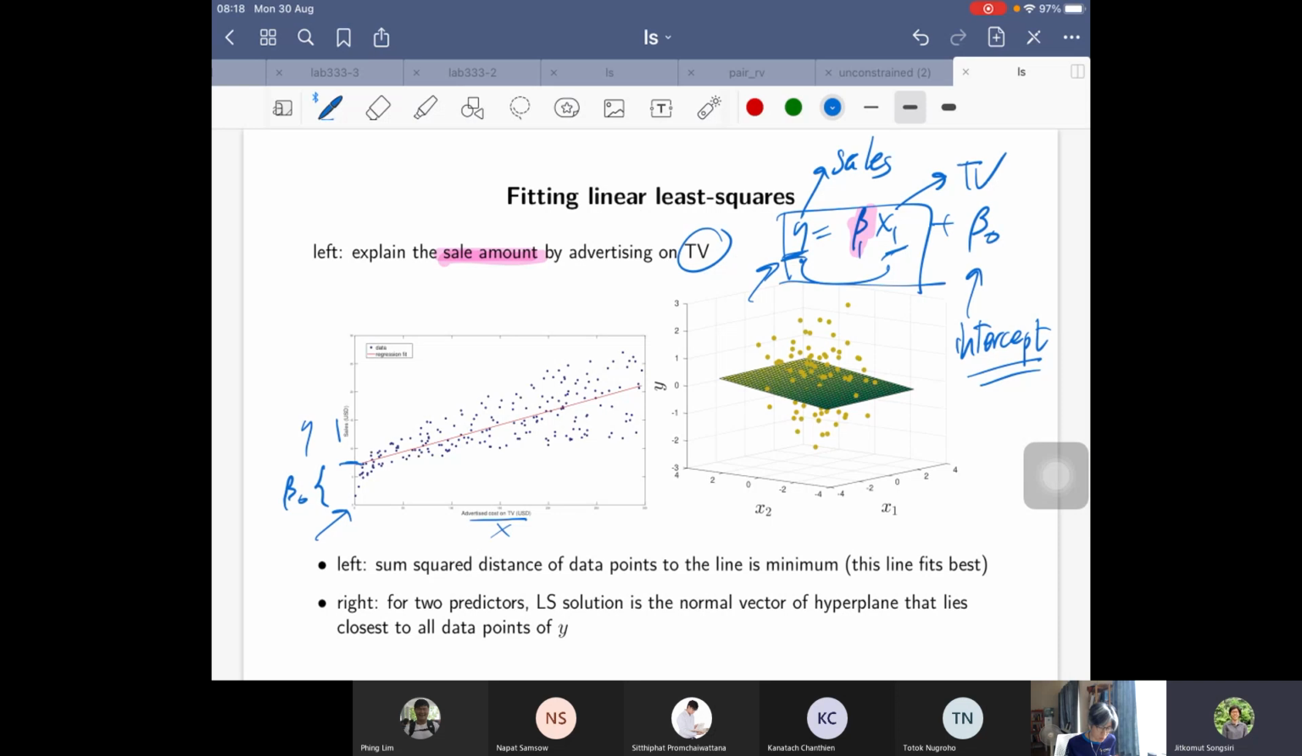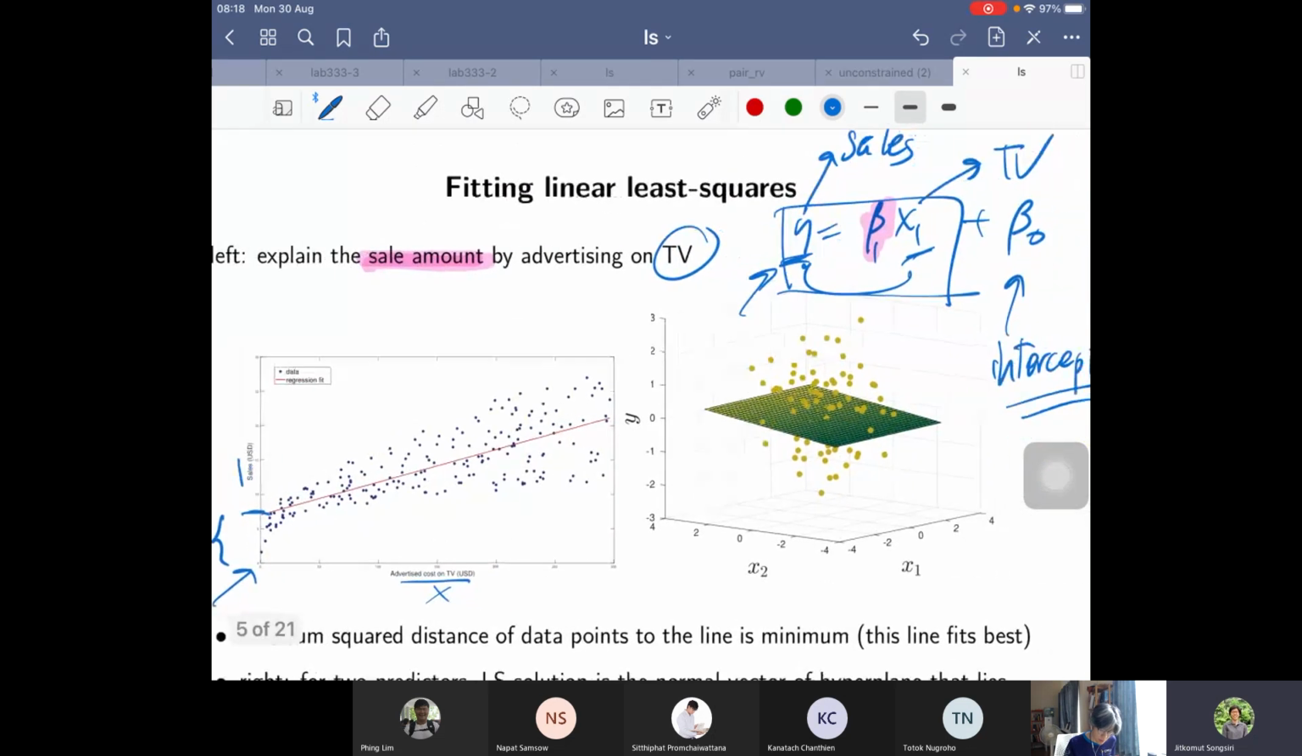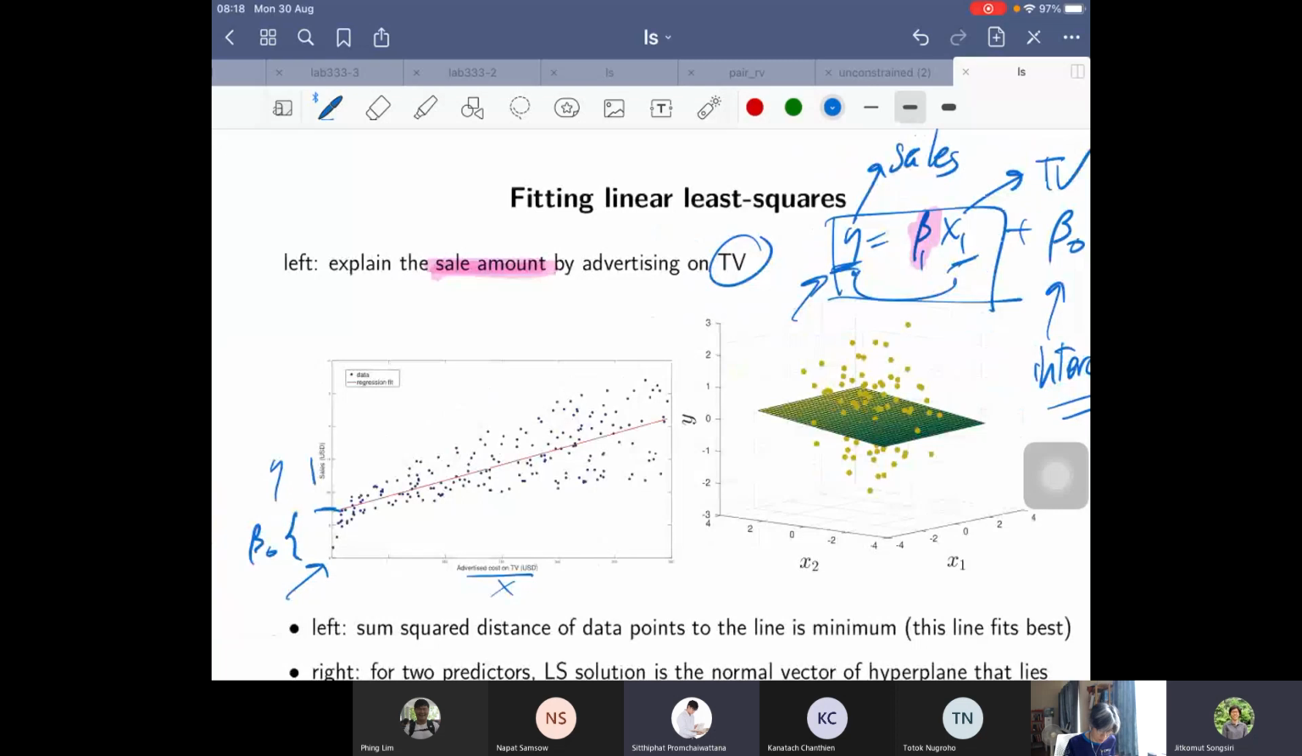Beta 1, what do you see? What is the beta 1 in the graph? Can you see this, Sitipak? Beta 1 is the slope of this graph. Yes, beta 1 is the slope of the red line.